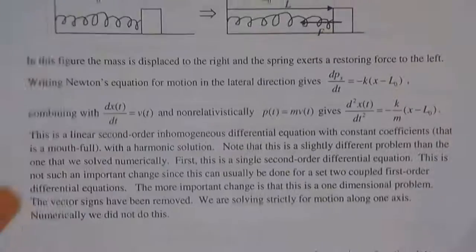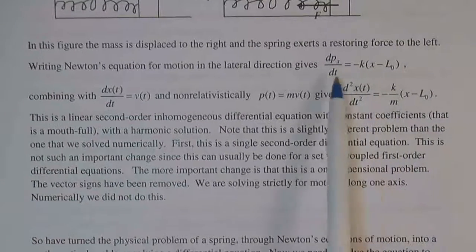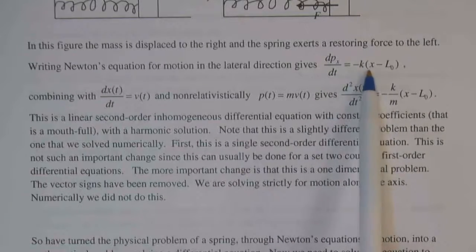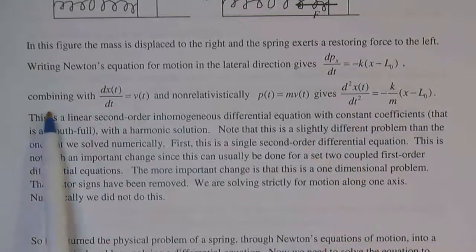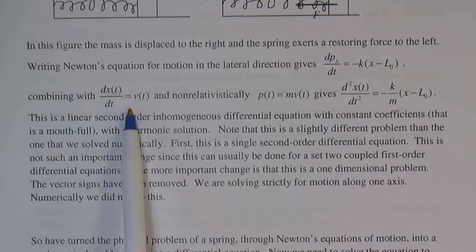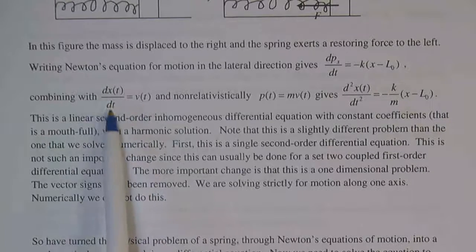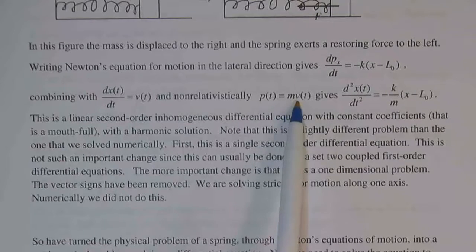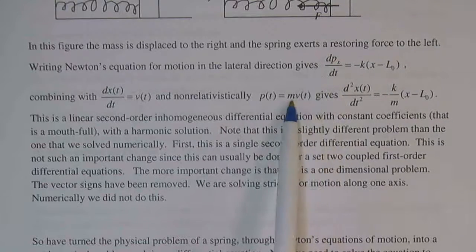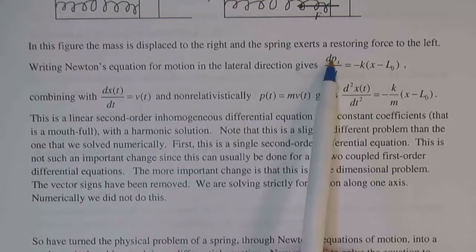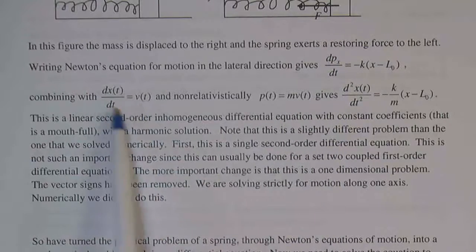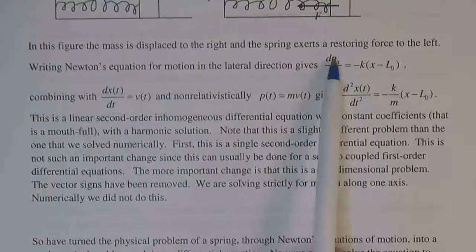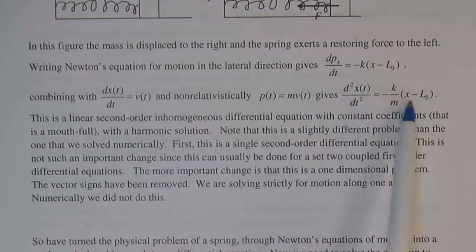So writing Newton's equations for this lateral motion says that the change of momentum with respect to time, that's the force, is equal to the spring force, minus k delta x. All right? We're going to combine this now with the expression from calculus, which says that the time rate of change of position is equal to the velocity. And using the fact that the momentum is equal to the mass times the velocity, I'm going to write this momentum as mv up here. v is equal to dx/dt, and so this term is going to turn into the second derivative of the position with respect to time. That's what this is coming from. And then I'm going to have the force.